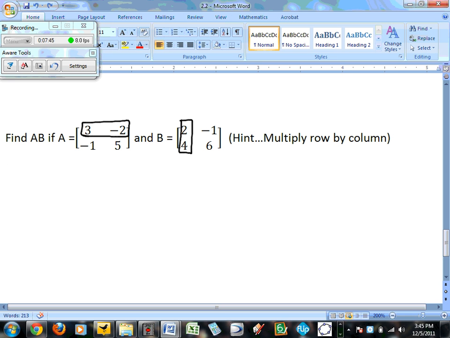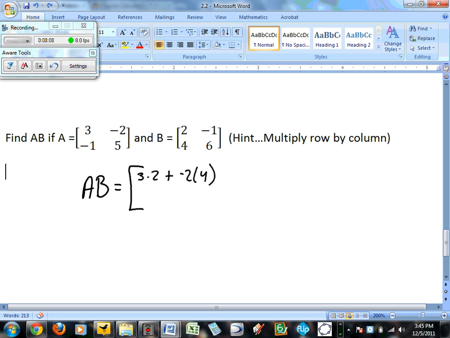For my first element of AB, I'm going to multiply row by column, and I'm going to add. So I'm going to say 3 times 2 plus negative 2 times 4. That's my top left element. Row by column again, I'm going to stick with this first row and go to the next column. That's going to be my top right element. So I'm going to say 3 times negative 1 plus negative 2 times 6.